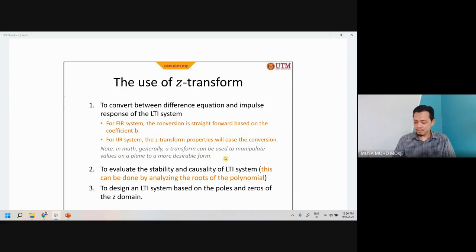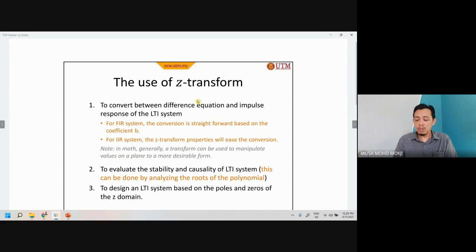Mathematicians designed these things when they said transform. We are transforming certain values in one domain into another domain. So why do we do the transform? Because in our case, what we have is the time domain, and we're going to convert it into the Z domain.